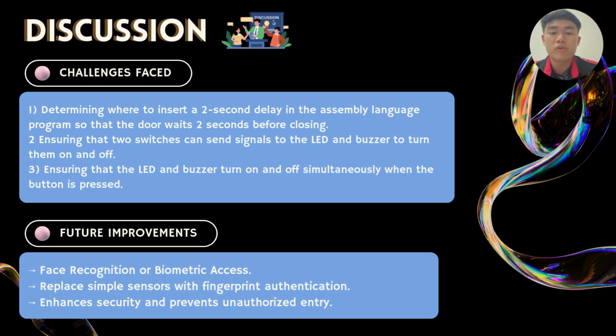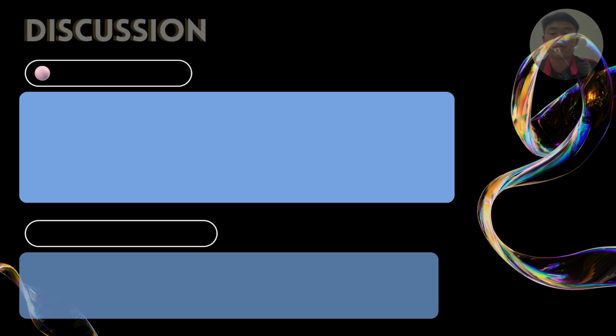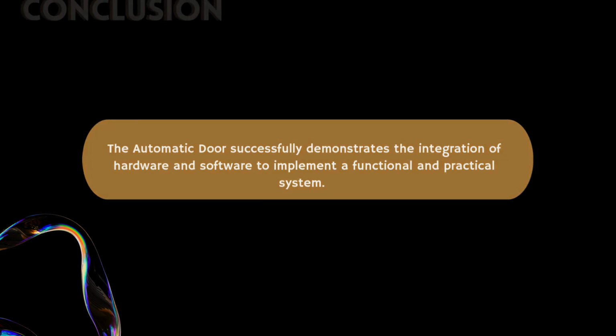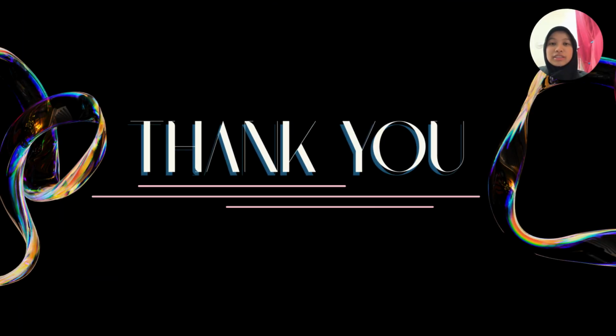For future improvement that we can implement in our project, we can replace simple sensors with fingerprint authentication, or we can use face recognition for better security. As for the conclusion, the automatic door successfully demonstrates the integration of software and hardware applications to implement a functional and reliable system. That's all from us. Thank you.